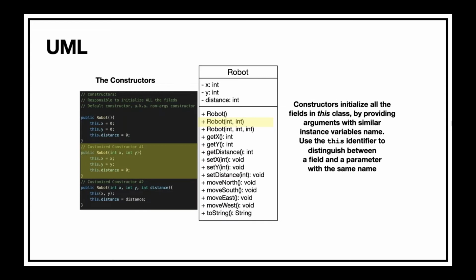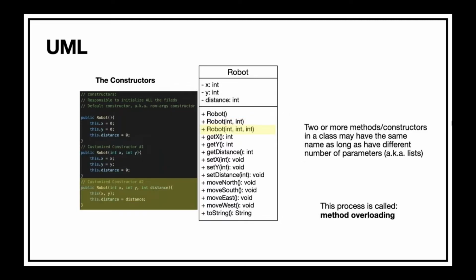Also notice that every time we're referring to this, it helps us to distinguish between the fields that we provide in this class versus the parameters. This is called shadowing. For example, in customized constructor number 1, we provide 2 parameters, int x and int y. But notice that we also have the fields x and y. In order to distinguish which one you are referring to, this.x is a field, whereas x is a parameter. this.y is a field, whereas y is a parameter. Notice that we provide a default value of 0 for this.distance because distance is an int.